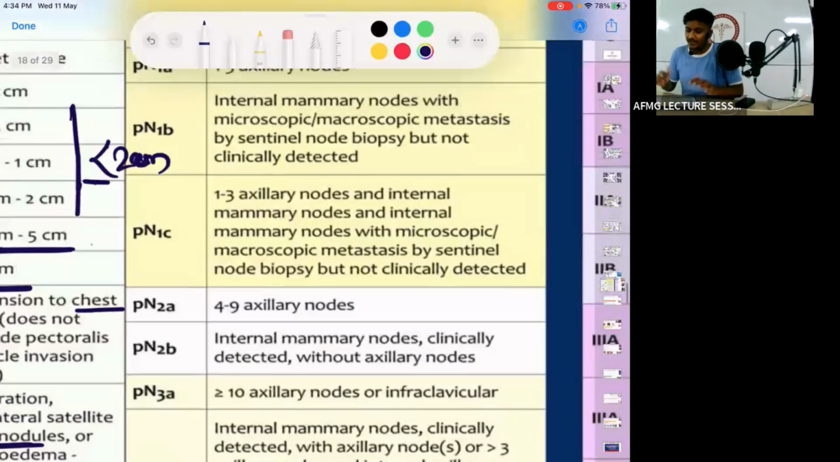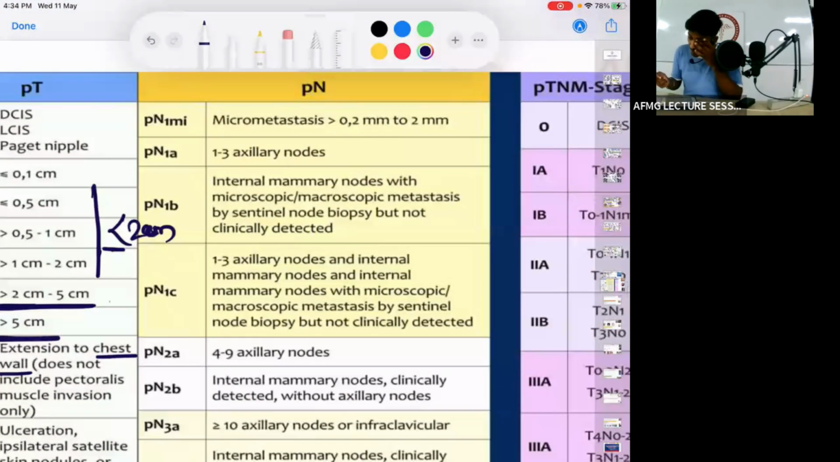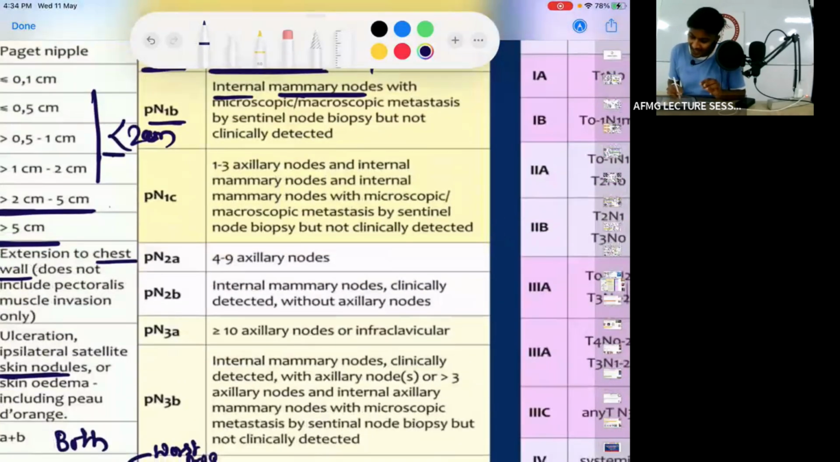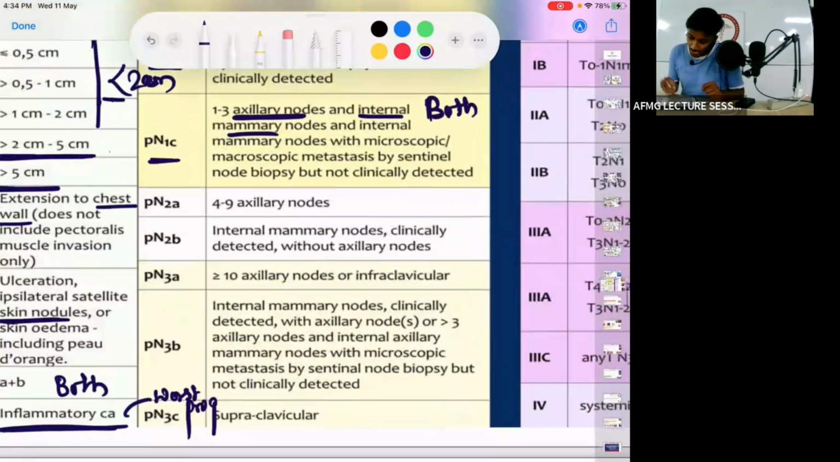Nodal metastasis, if you cannot remember it you can skip it, but if you can remember: N1A is ipsilateral 1 to 3 axillary lymph nodes, N1B is internal mammary lymph nodes, N1C is axillary lymph nodes along with internal mammary lymph nodes. No issues with this.